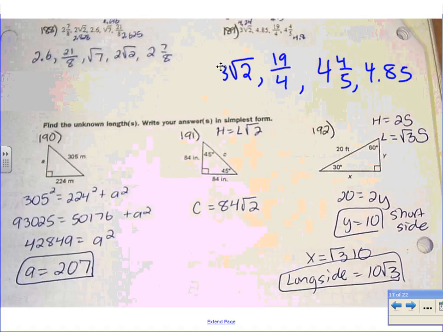Okay, 190. A is 207. 191 is 84 square root of 2. 192, the short side is 10. The long side is 10 square root of 3. Drew?